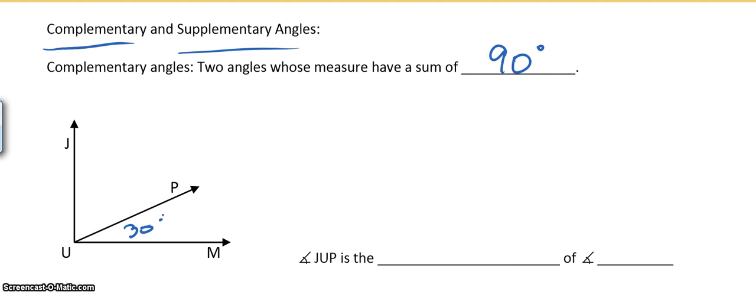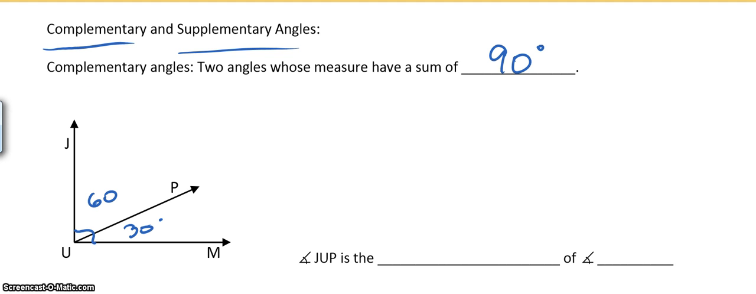Now, if we know they sum up to 90 degrees, that means the complement of angle 30, of angle PUM, would be 60, because 60 plus 30 gives me 90. Another way you could do this is simply take 90 minus 30, and you're left with the complement. Now, we say 60 and 30, these two angles are complementary. However, 30 is the supplement of 60, so you just have to be careful in your vocabulary.